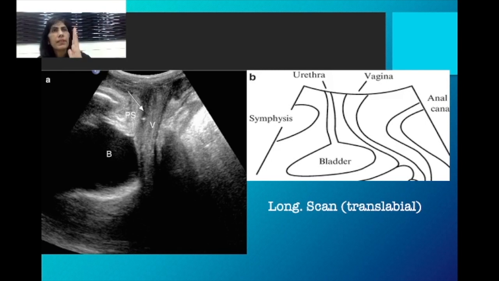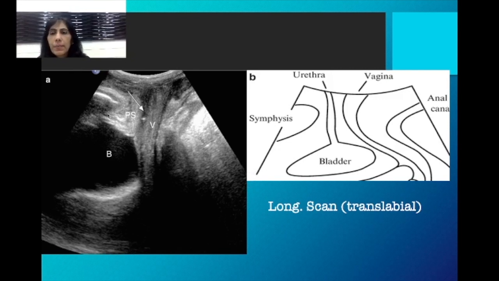Just like you keep it translabially, I've already told you how the probe has to be kept. So you keep it longitudinally. Translabial, we are obviously going to do with the convex probe or the linear probe. So this side would be representing superior and this side would be representing inferior when we take a longitudinal scan, like it is in the abdominal view.